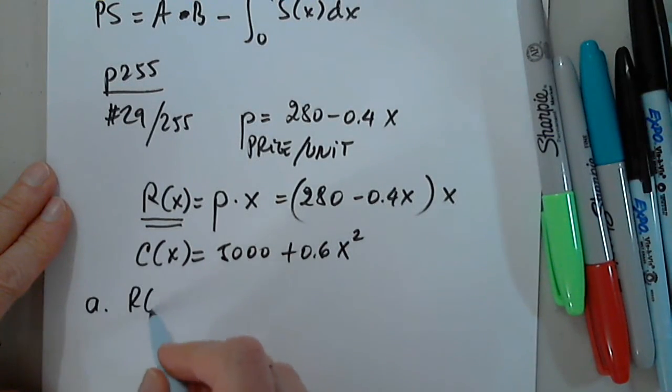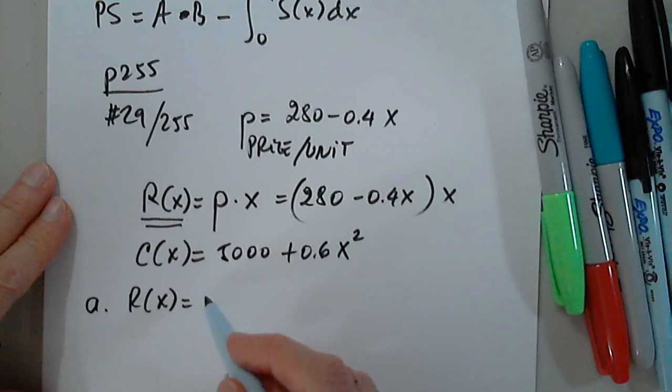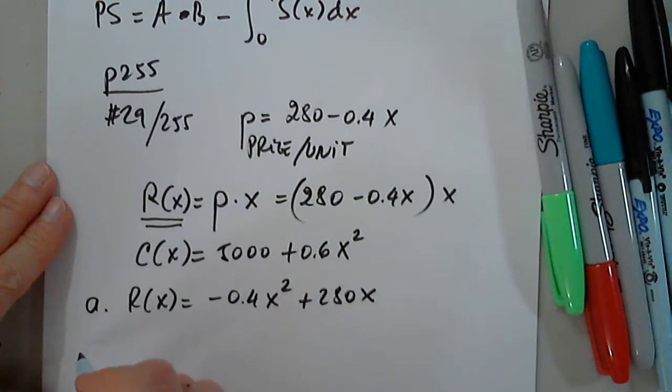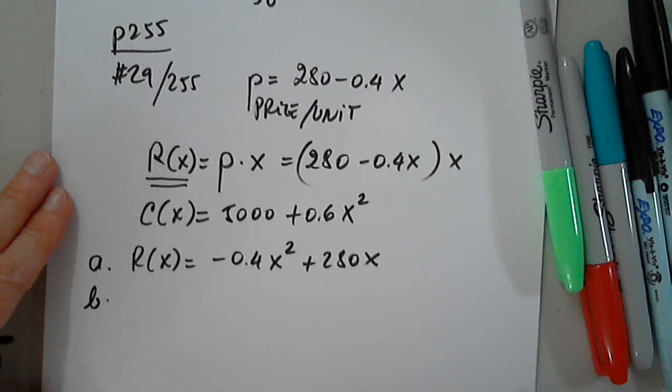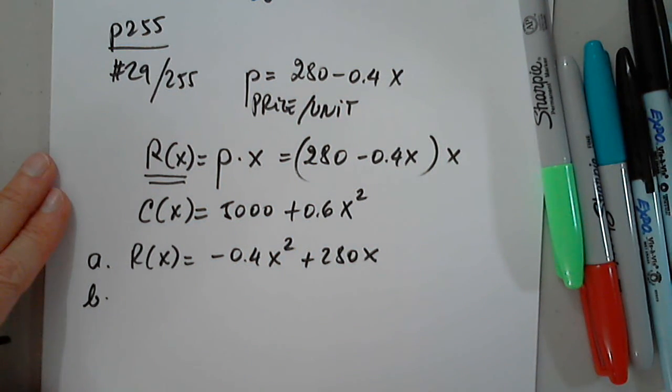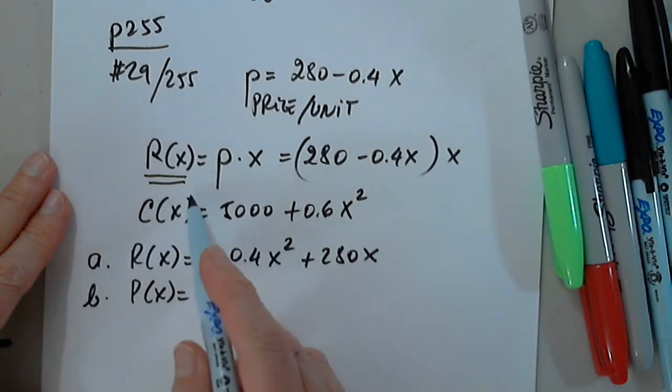So obviously we know that this is negative 0.4x squared plus 280x. I thought about it because the title is maximizing profit. So obviously we need revenue and cost in order to even talk about profit. Okay, find the total profit. That's part B.